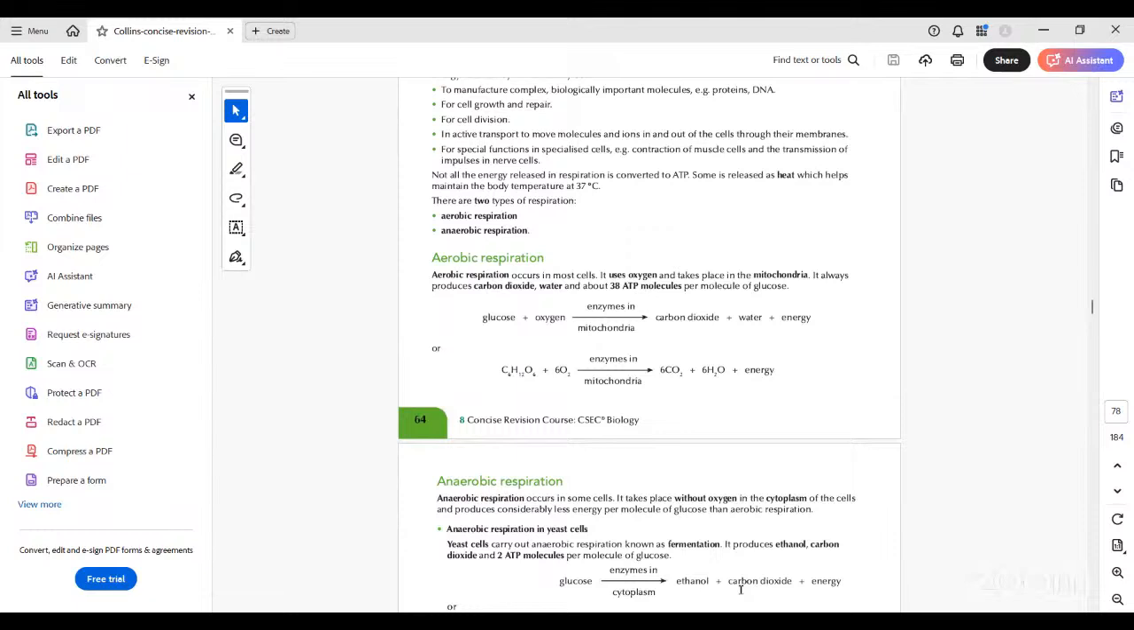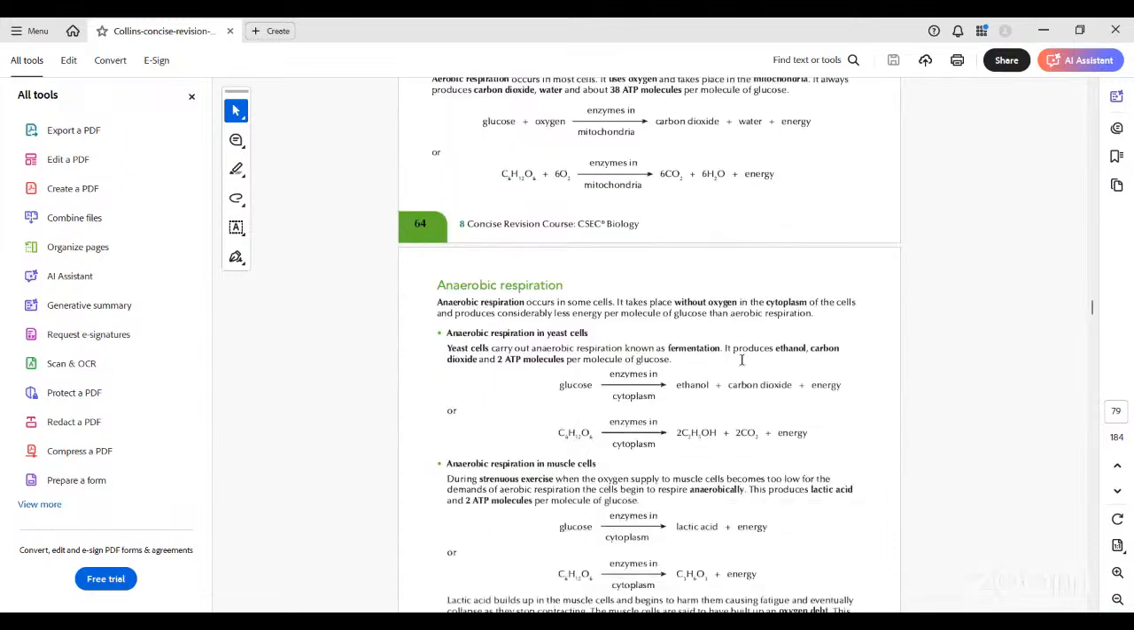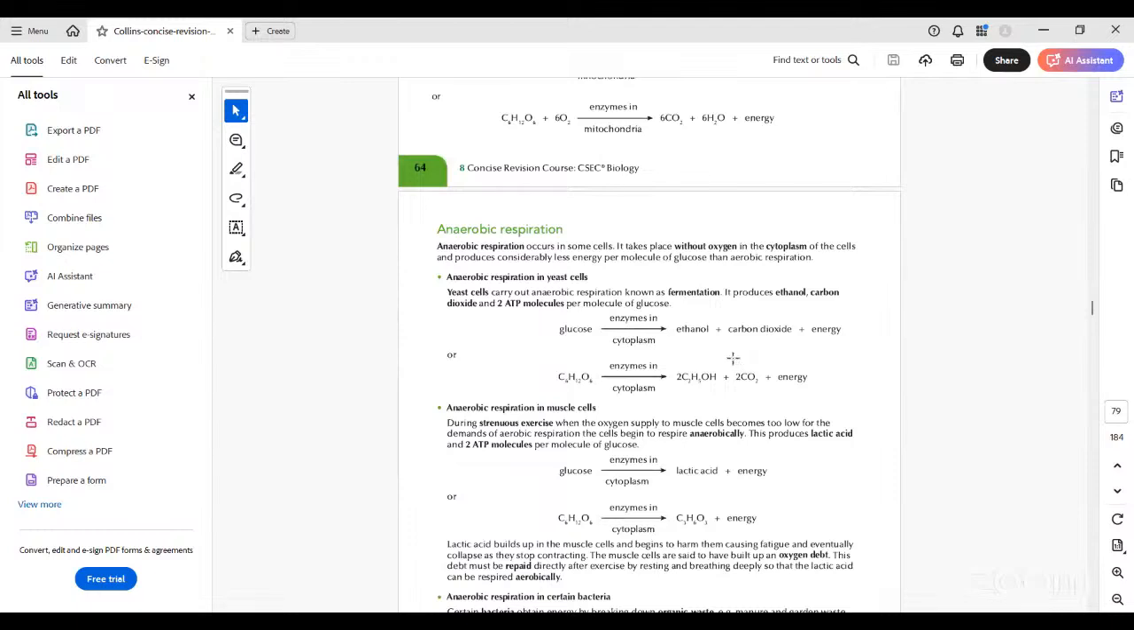And there's also the anaerobic formula, right? And you also need to know that as well, just in case. You have two of them. One is anaerobic respiration in yeast, and the other one is anaerobic respiration in muscle cells.